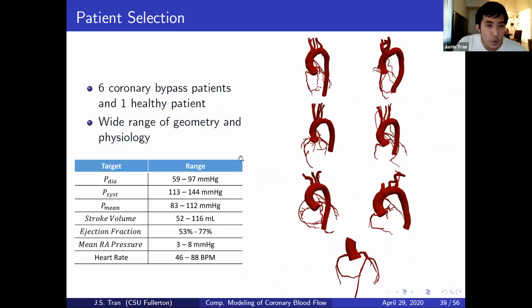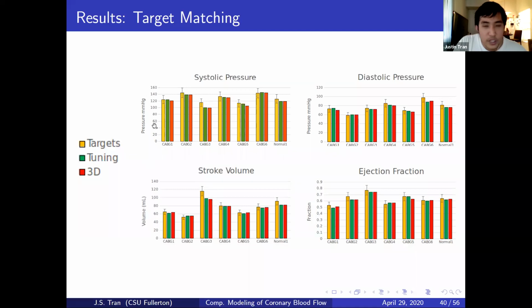In the yellow bars here, what I'm showing are the targets. That's basically the result that we wanted to get from our simulation. And then in the red right here are the actual results from the simulation. You can see that all of these are matching pretty well with some exceptions. For patient number 3, which is one of the sick patients, the stroke volume and the systolic pressure struggled a little bit to reach those targets.